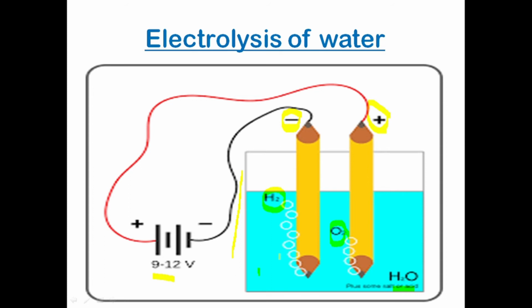After a few minutes, there will be a collection of H plus ions around this electrode, and a collection of O2 2 negative ions near this electrode. These ions combine among themselves, that is, H plus combines with another H plus to form H2. Similarly, O2 2 negative also combines with another O2 2 negative ion to form O2 gas, commonly known as oxygen gas, and this one is commonly known as hydrogen gas.